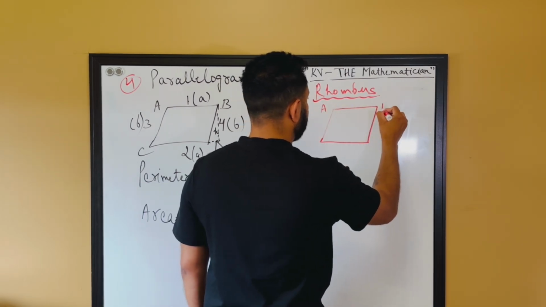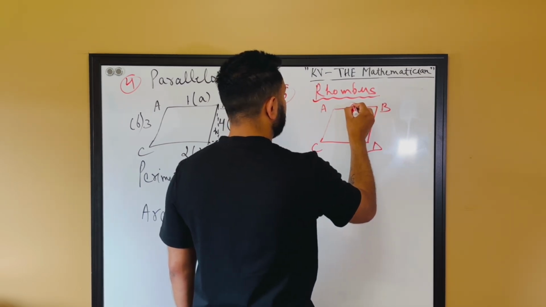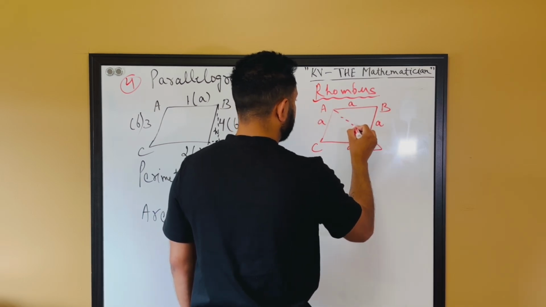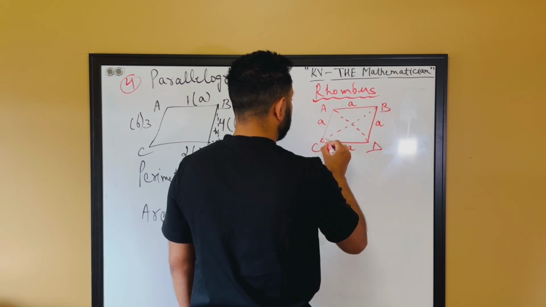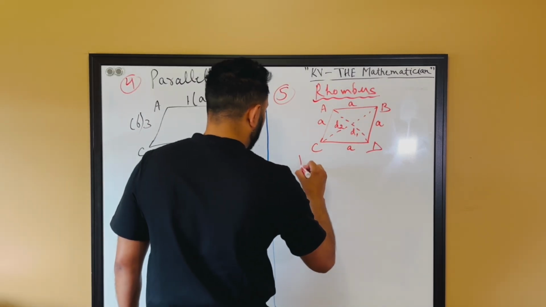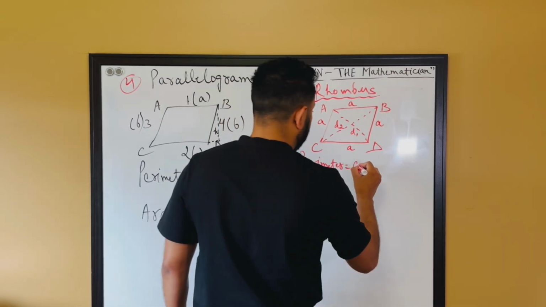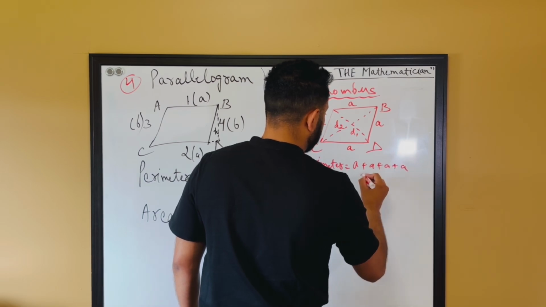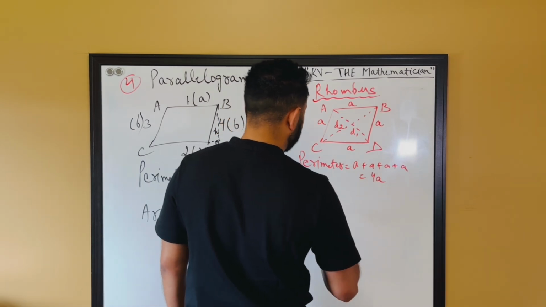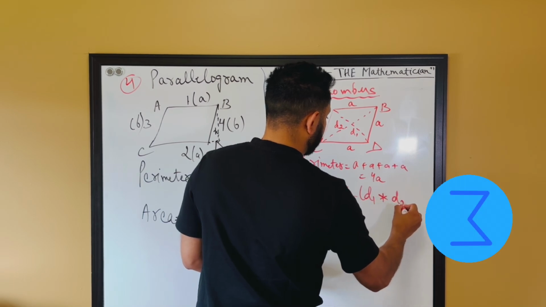Let's name the vertices as A, B, C and D, as all the sides are equal and parallel. So let's name the sides as A, and this is diagonal 1 and this is diagonal 2. So the formula for the perimeter of a rhombus is A plus A plus A plus A, that means 4A, and the formula for the area of a rhombus is half diagonal 1 into diagonal 2.